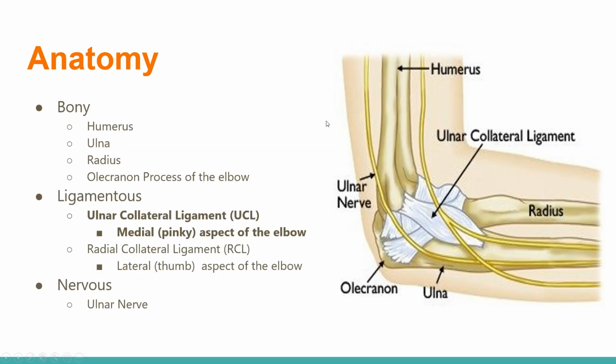As far as anatomy goes, the bony anatomy includes the humerus, the ulna, the radius, and the olecranon process of the elbow. The ligamentous anatomy includes the ulnar collateral ligament, which is what we will examine in this presentation, as well as the radial collateral ligament. And the nervous anatomy includes the ulnar nerve.